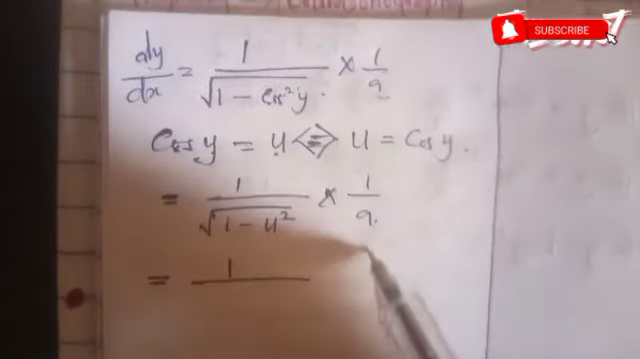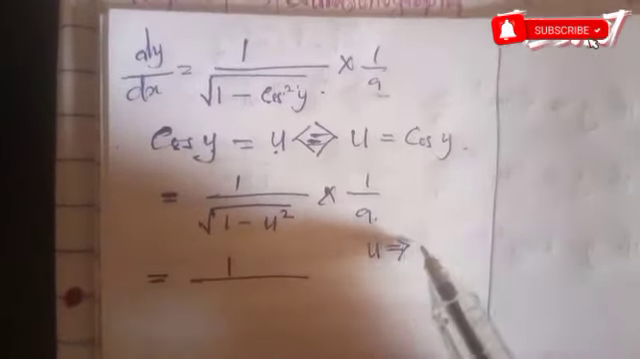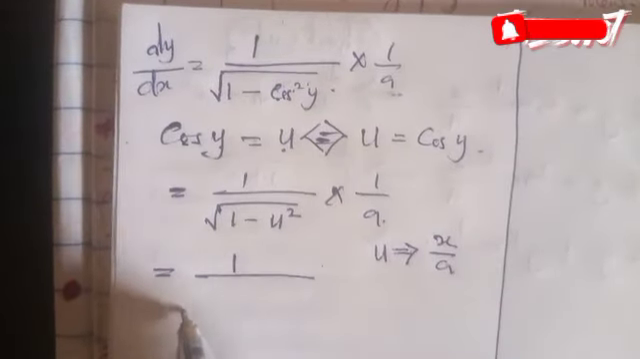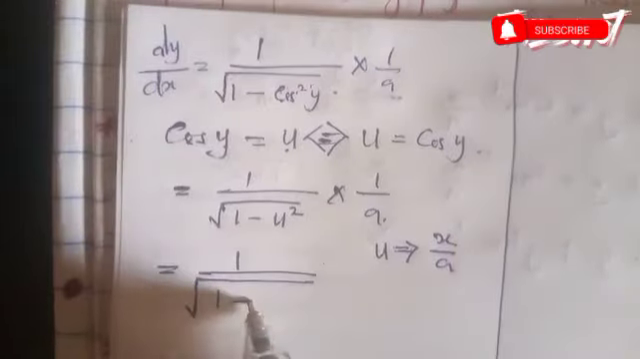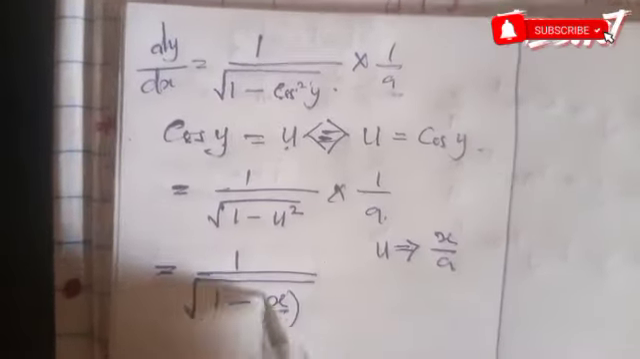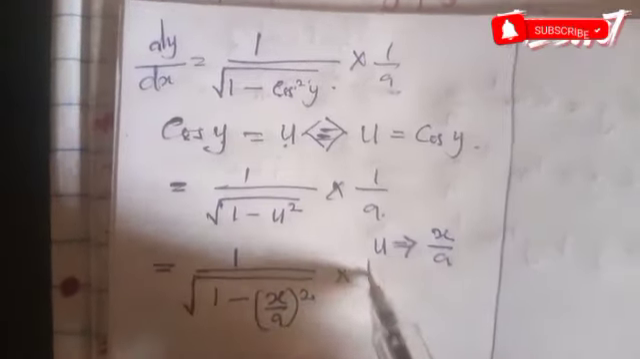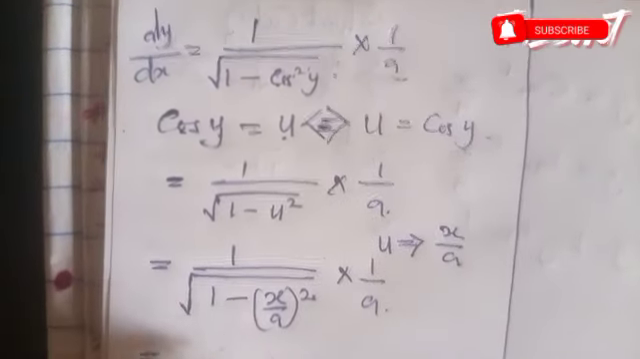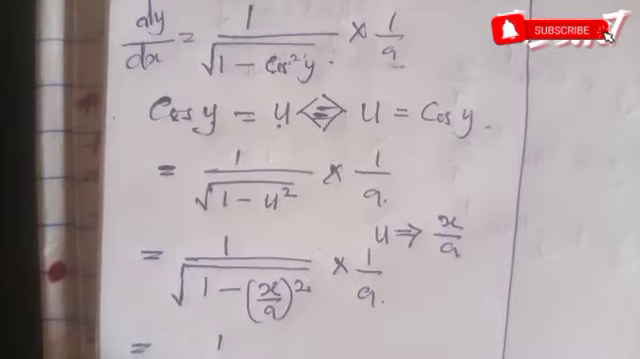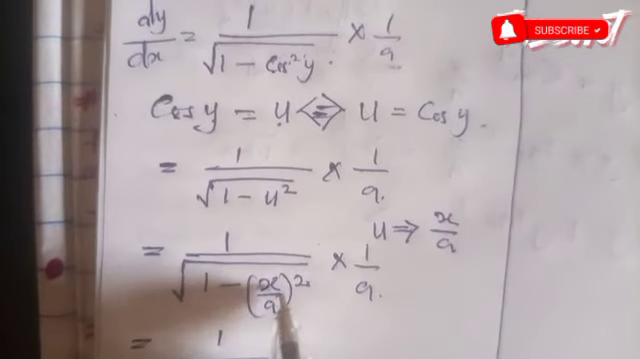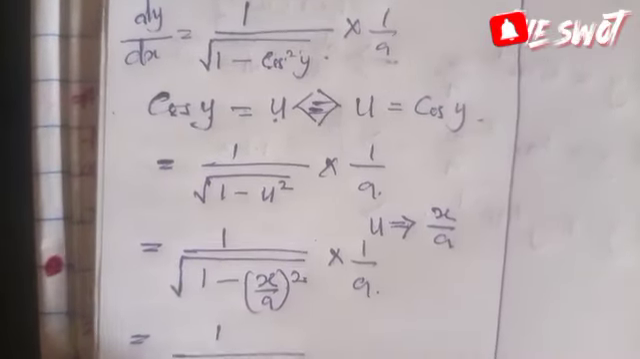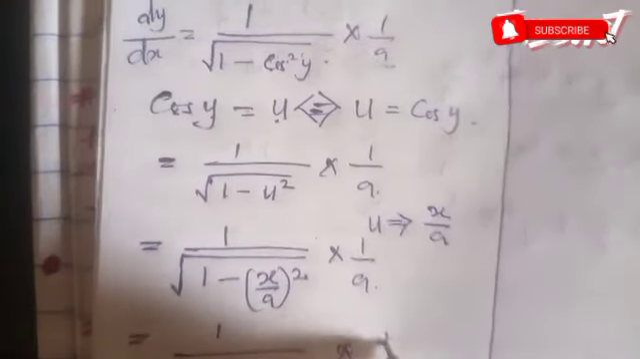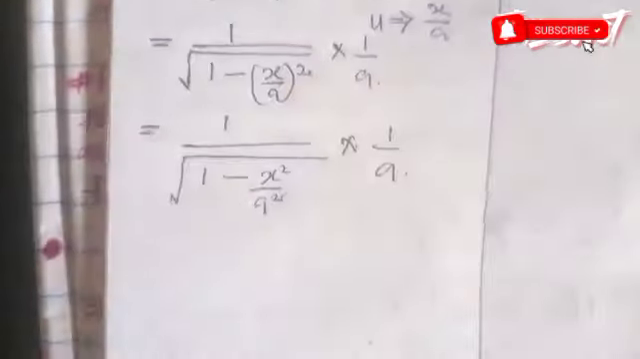What is our u? Don't forget, recall, u is x over a. Do you remember that? So here we now have 1 minus x over a squared times 1 over a. Are we together? So then we have 1 all over, when you make this a subject of the formula, you have 1 minus x squared over a squared times 1 over a. Are we together now?